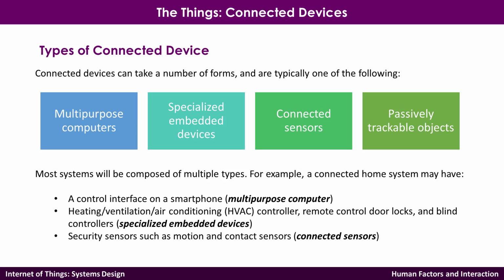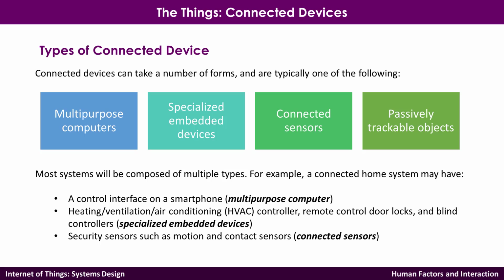The connected devices or the things we come across in Internet of Things can be broadly divided into 4 different categories. The first one is the multipurpose computers. We all have seen them, we all have them. The second category is specialized embedded devices. These are, for example, what you will see in vehicles, heating systems, remote control door locks, blinds, and many other places where there is a computational device focusing on a specialist task.